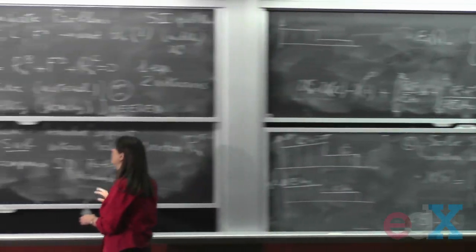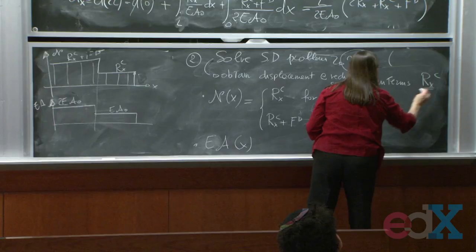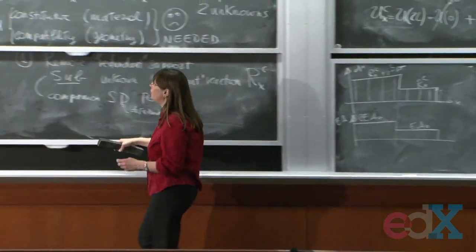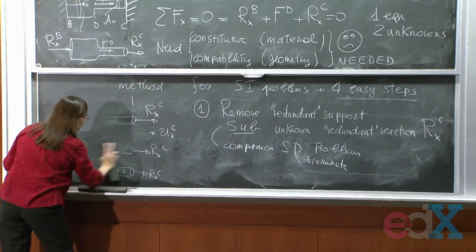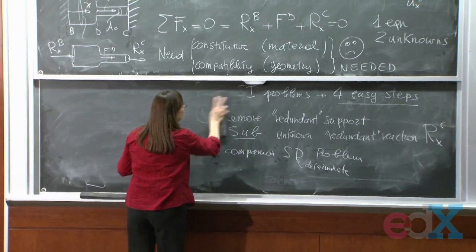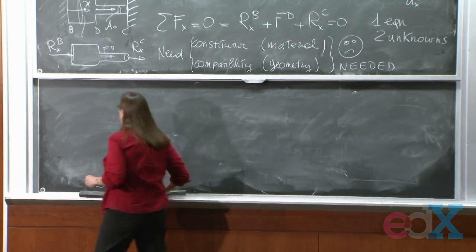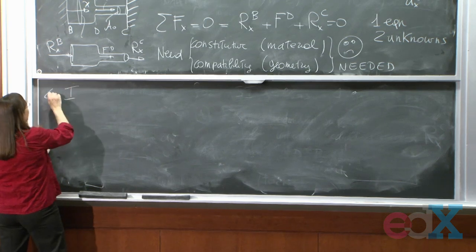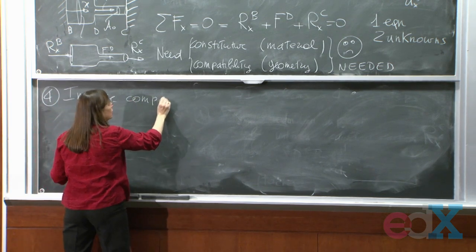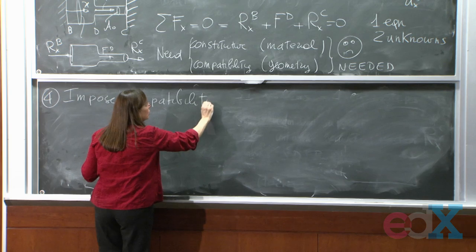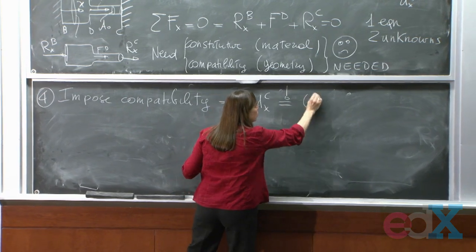So you solve your problem, and you found UXC in terms of RXC. Now you're going to impose your compatibility. Now you impose, and we are done. Step 4, impose compatibility. So you say that UXC must be equal to 0.